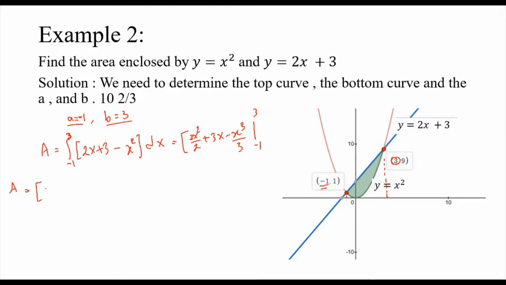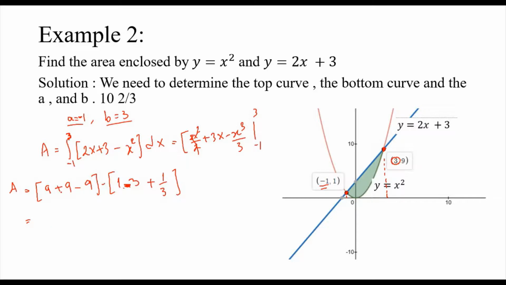x squared. The 2 is going to cancel with 2, so we will have 9, 3 squared, plus 3 times 3, which is 9, minus 27 divided by 3 is 9, minus negative 1 times negative 1 is 1, minus 3. 3 times negative 1 is negative 3, and then plus negative 1 cubed is negative 1. Negative times negative is positive, so negative 1 over 3.